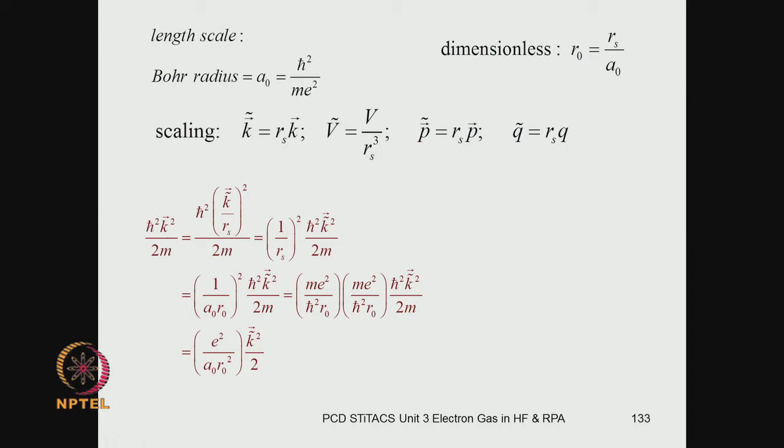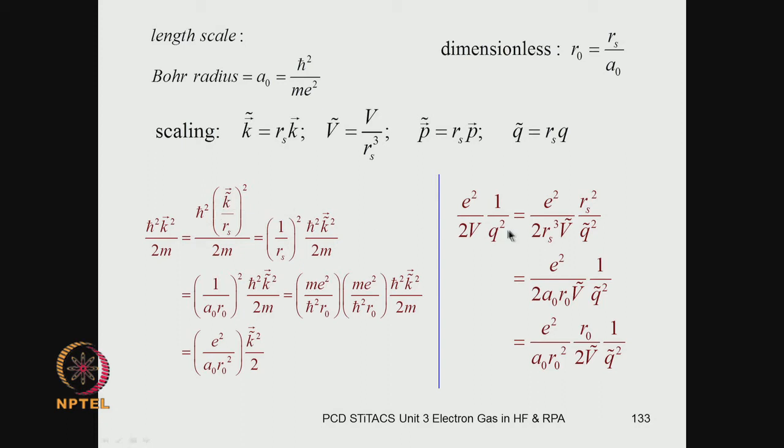So, you get a transformation over here, and similarly the other term that we wanted to examine was half e square over V, 1 over Q square, and this in terms of the new variables, which are k tilde and Q tilde, is given by this relation, and we will put these two in the Hamiltonian, rewriting the Hamiltonian in terms of the new variables, which are the tilde variables.